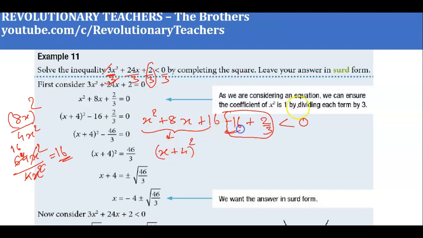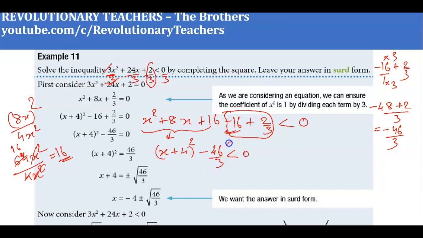When you will solve this part separately, that is minus 16 plus 2 upon 3. Take the LCM. Now 16 3s are, 6 3s are 18. Carry 1. 3 1s are 3 plus 1, 4. Minus 48 upon 3 plus 2 upon 3. This becomes minus 46 upon 3. Minus 46 upon 3 less than 0. Send it on the other side. So you will have x plus 4 whole square is less than 46 upon 3.